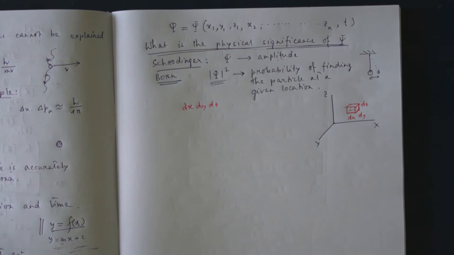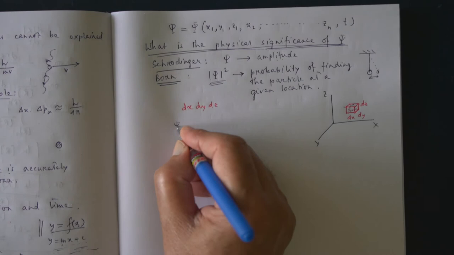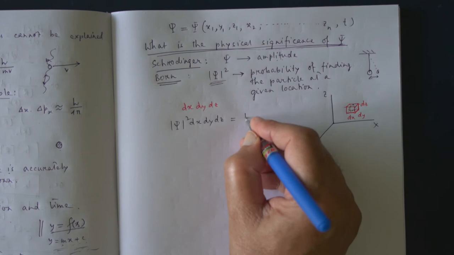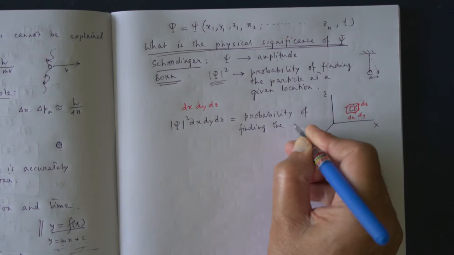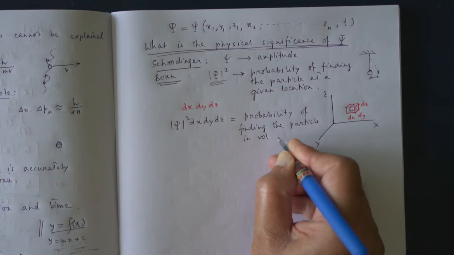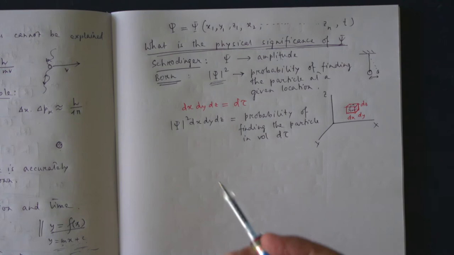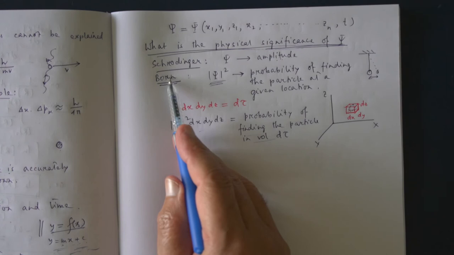Now, what is the probability of finding the particle within this box? That is given by psi square dx dy dz. Probability of finding the particle in volume d tau. What is d tau? d tau is equal to this. So this is the physical significance of psi, as given by Born. This is the physical interpretation of psi.